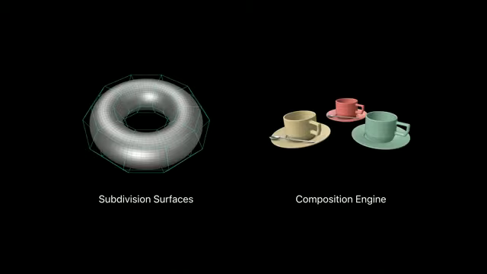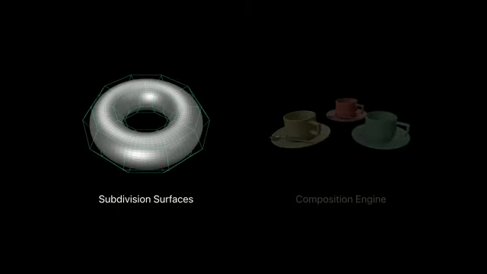For scalability, we will look at something called subdivision surfaces. And for collaboration, we will look at the composition engine. So let's start with subdivision surfaces.